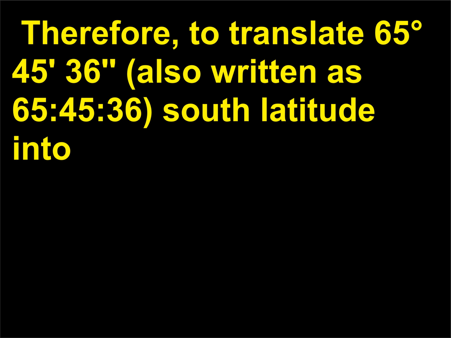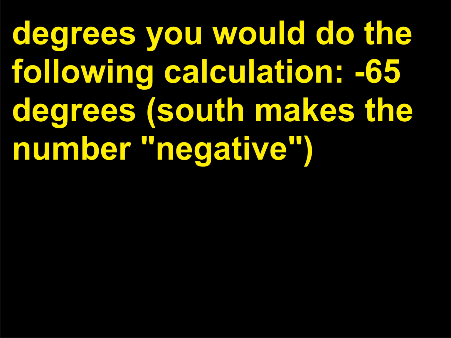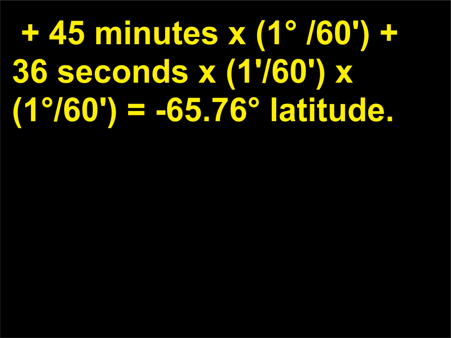Therefore, to translate 65 degrees 45 minutes 36 seconds south latitude into degrees, you would do the following calculation: minus 65 degrees, since south makes the number negative, plus 45 minutes x 1 degree/60, plus 36 seconds x 1/60 x 1 degree/60, equals minus 65.76 degrees latitude.